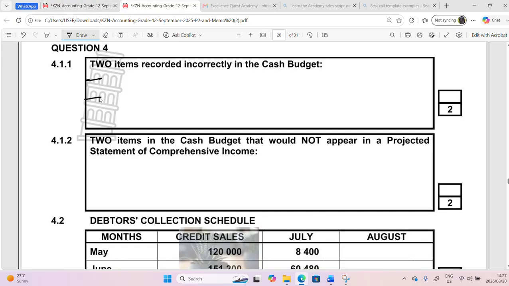On my side, I'm not going to write, I'm trying to save time. We do not record discount received, depreciation, and bad debts on the cash budget.